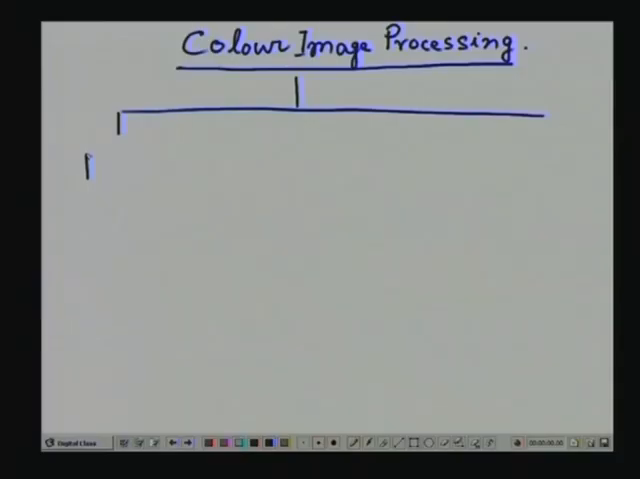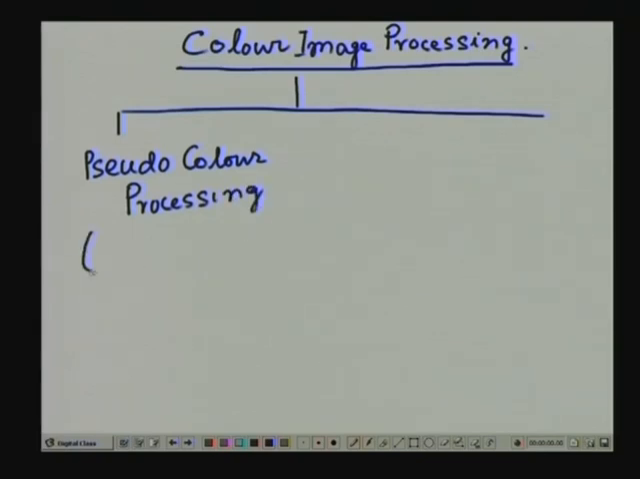So, in color image processing, we basically have two types of processing. One kind of processing is called pseudo-color processing, this is also sometimes known as false color, and the other kind of processing is what is called full color processing.